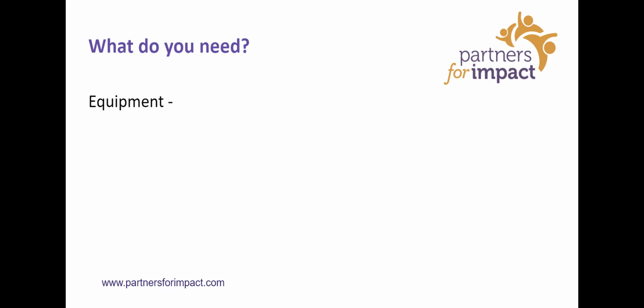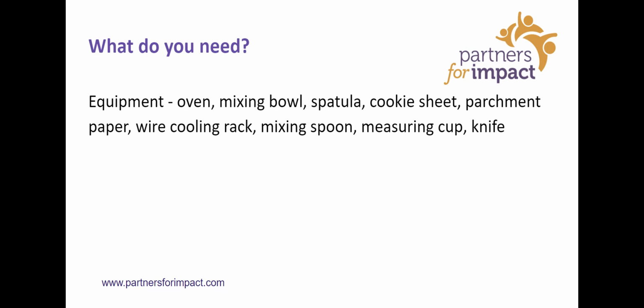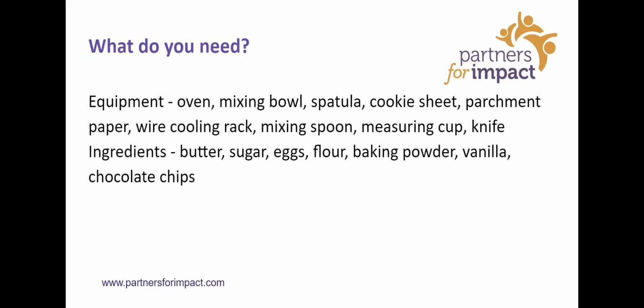You're going to need some equipment. You're going to need some mixing bowls, some spoons, a spatula. You'll need an oven, cookie sheets, measuring cups, mixing spoon, mixing bowls. Forgot to put that on the list there. So those are the things you're going to need. You're also going to need your ingredients, right? So you're going to need egg, flour, sugar, butter, baking powder, vanilla, and if you're going to do chocolate chip cookies, chocolate chips, right? So those are the things that you need.